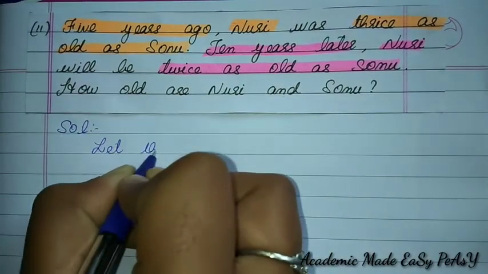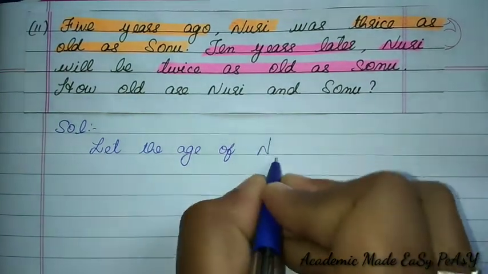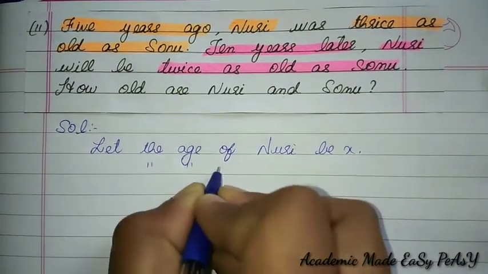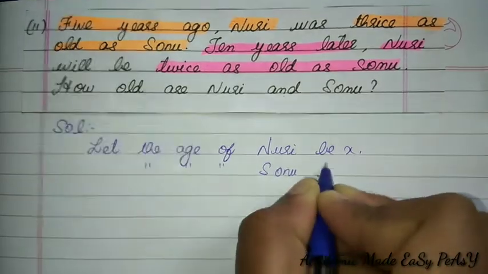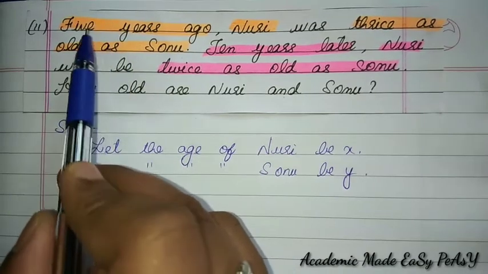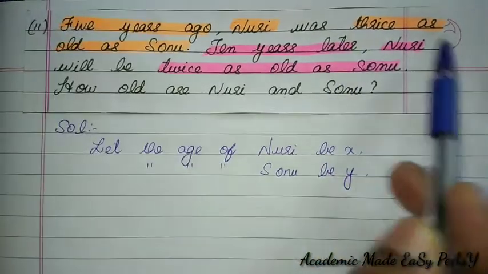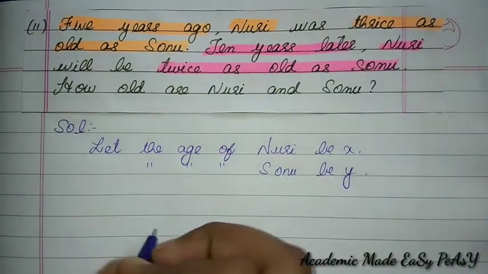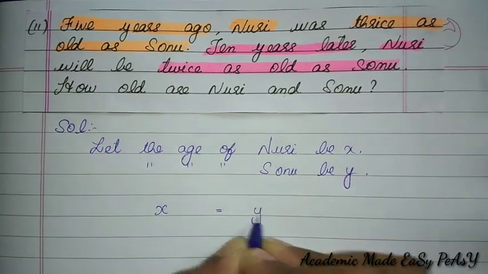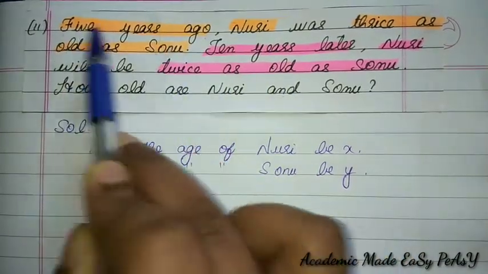Solution. Let the age of Nuri be x and let the age of Sonu be y. So now what have they said? According to the first case, 5 years ago, Nuri was thrice as old as Sonu. I already said in the previous question, if age sums are given, just write x and y. Next, write 5 years ago. You have to write this first.